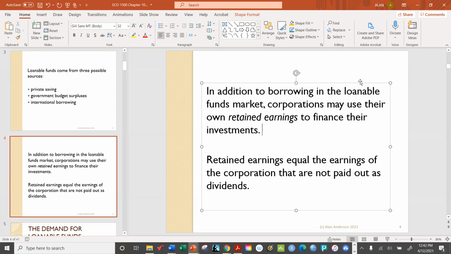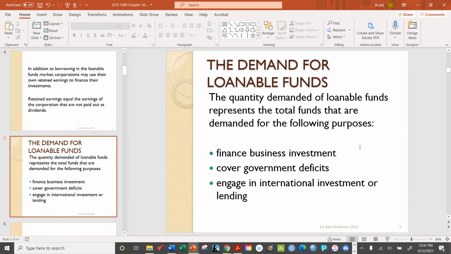Anyway, and of course, governments' primary purpose for borrowing is to cover their deficits, which typically are very large. So the demand for loanable funds is assumed to come from people who need to borrow money, like businesses investing, and governments needing to borrow to cover their deficits. And of course, individuals also borrow money to buy big ticket items like houses and cars and that type of thing.